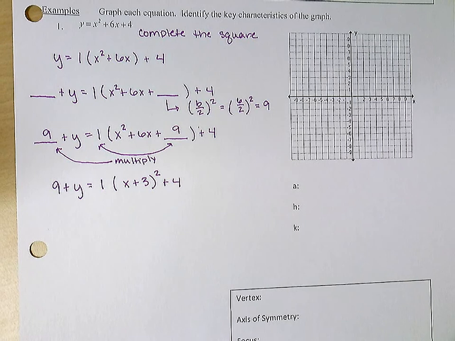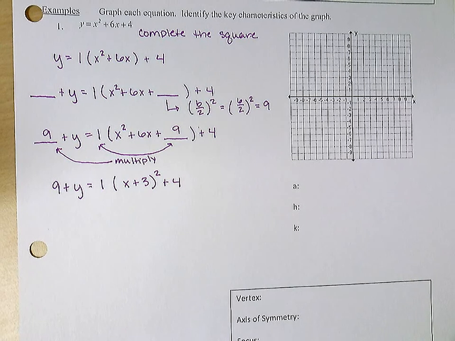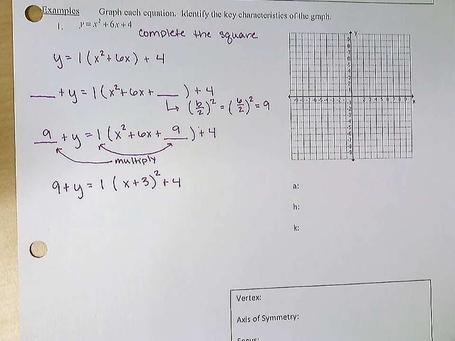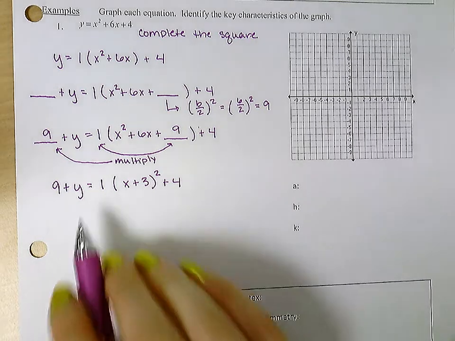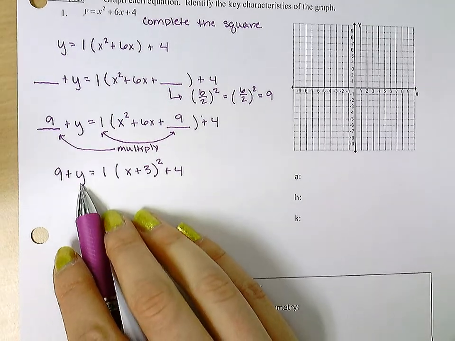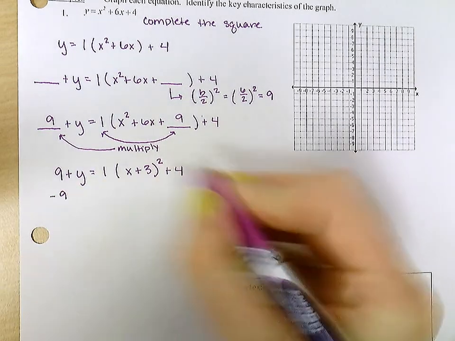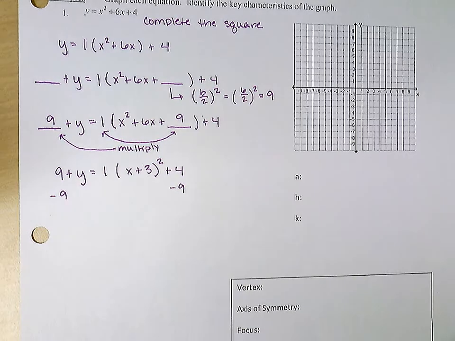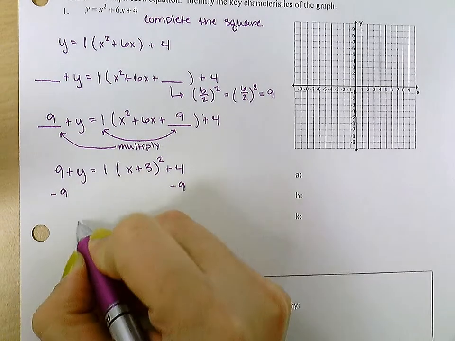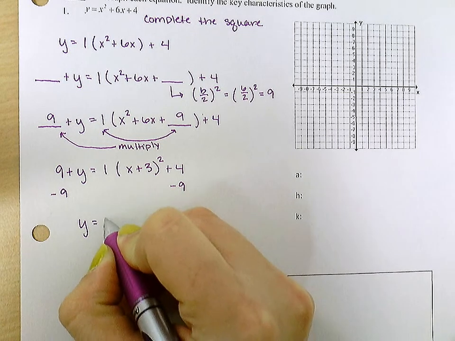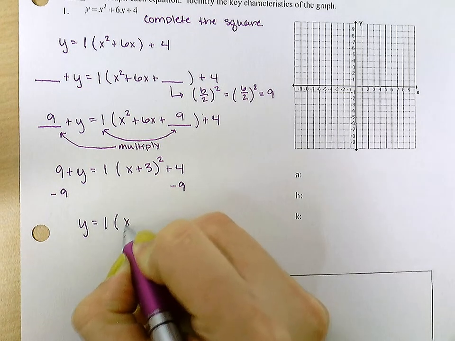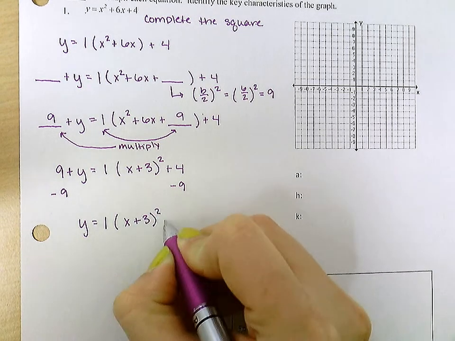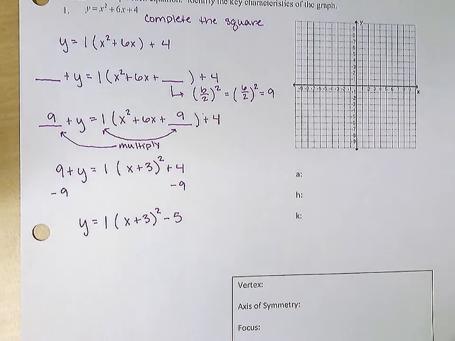So what multiplies to 9 and adds to 6? 3 and 3. That's where that squared comes from, because it's that same number each time. So from here I still need y by itself. So we just need to subtract 9 from both sides to get y is equal to 1 times the quantity x plus 3 squared minus 5.